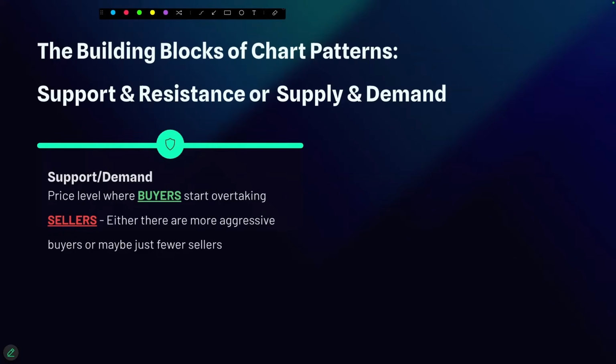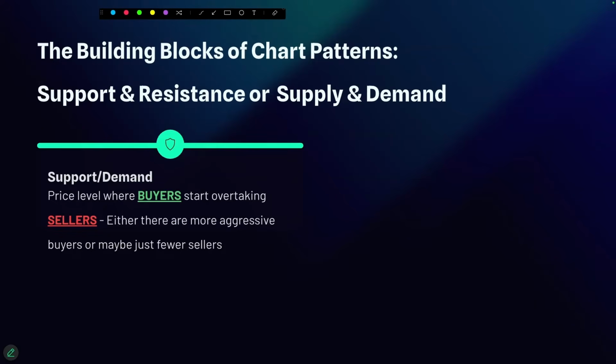So patterns are created by supply and demand. Some people call it support and resistance. Okay. So what is support or demand? That's a price level where buyers start overtaking the sellers. In the example where we talked about that candle a few moments ago, where I drew on that red candle, that was an example of the sellers overwhelming the buyers as that dropped. So either the sellers got more aggressive or the buyers got less aggressive, whatever. Bottom line is there's a point on a chart, a price point, where support comes into play.